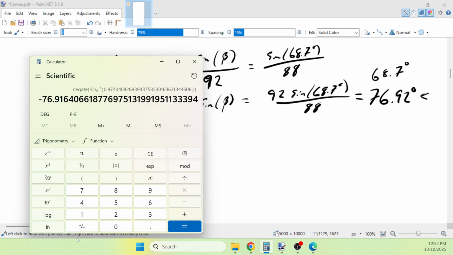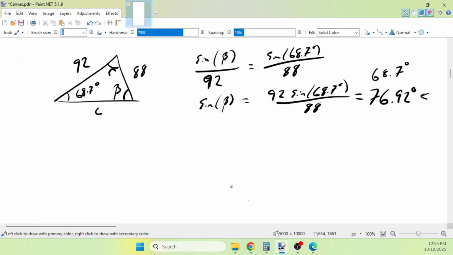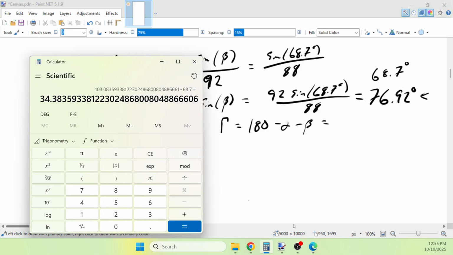Let's add 68 and that gives 34.3. So that is what angle? 180 minus alpha minus beta, gamma is 34.3.